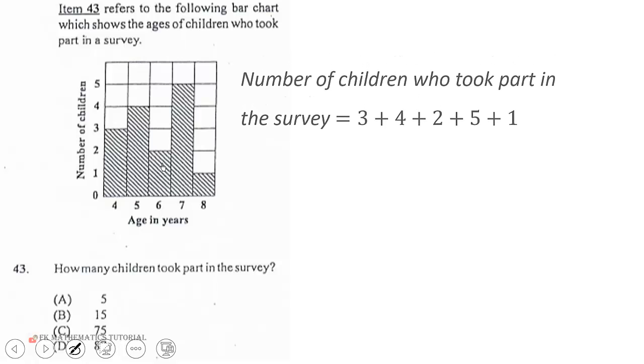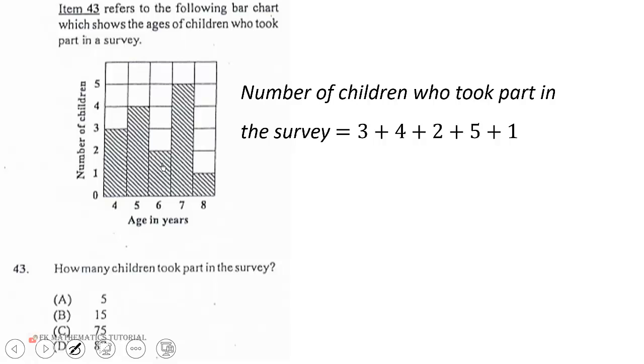Item 43 refers to the following bar chart, which shows the ages of children who took part in a survey. How many children took part in the survey? So the number of children: 3 is gotten here, 4 is gotten here, 2 is here, 5 is here, and 1 is here. And that will give us 15.